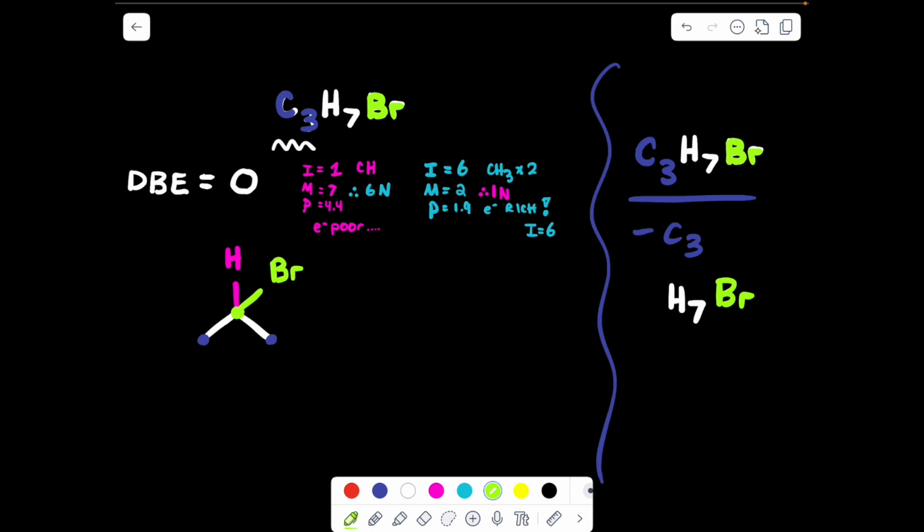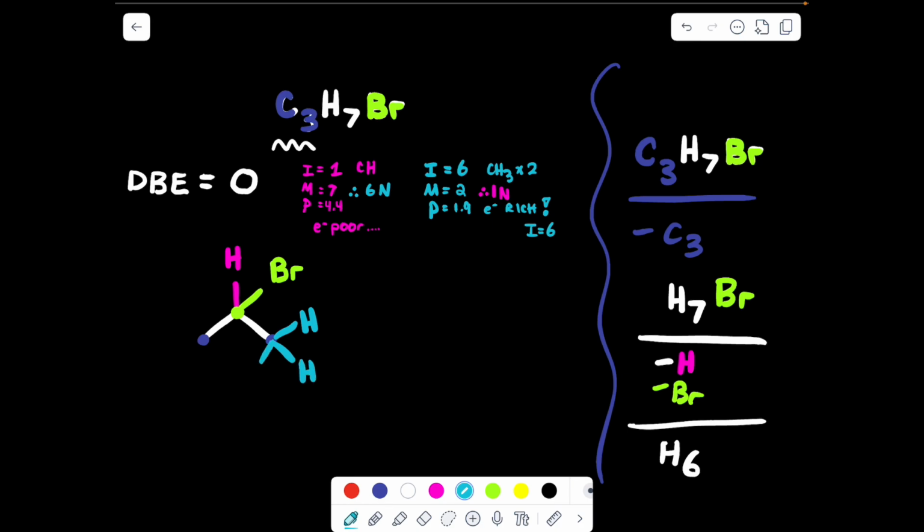So let's try this. So I'm going to subtract off minus NH and minus Br. So what am I left with? I'm left with H6. Where could I put these 6 hydrogens? Well, what carbons need bonds? This carbon needs 3 bonds. And this carbon needs 3 bonds. And this would be our final structure.